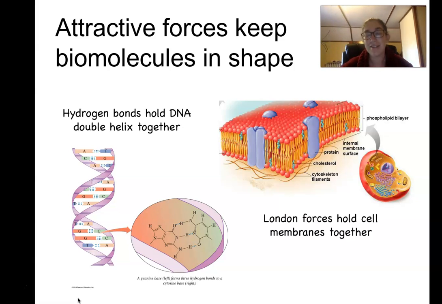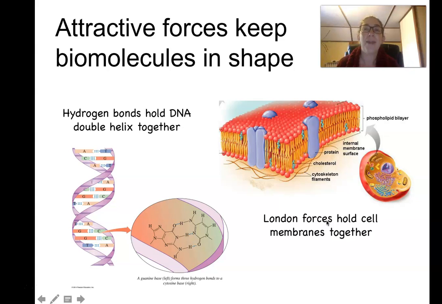And London forces, although they're very weak, remember, the larger the molecule, the stronger that London force adds up to be. And it turns out London forces are really important in holding our cells together. So your cell membrane is made up of a bunch of nonpolar fatty acids or lipids. And these nonpolar lipids are held together primarily through London forces.